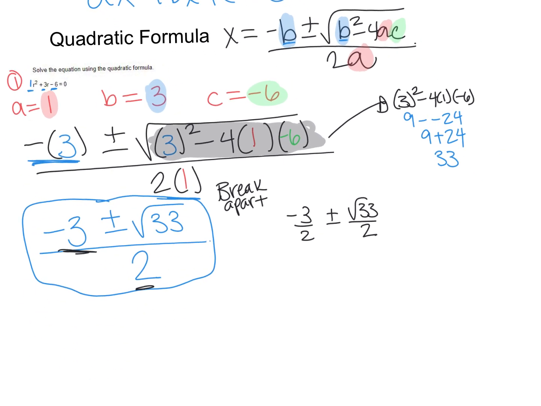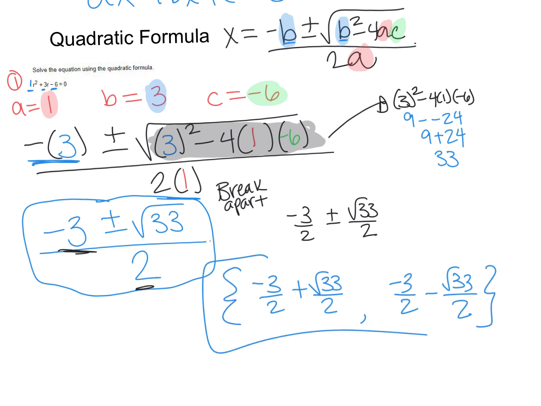But I do want to point out that this is also 2 answers. So negative 3 over 2 plus the square root of 33 over 2 would be 1. Negative 3 over 2 minus the square root of 33 over 2 would be the second one. All right, so that's how we use the quadratic formula to solve a quadratic. Let's try another one.